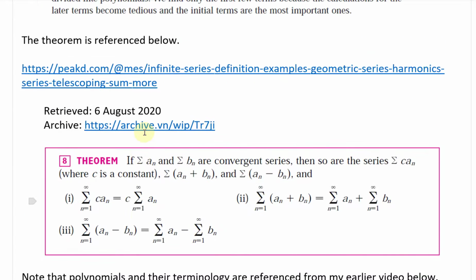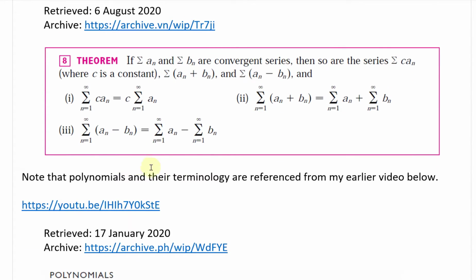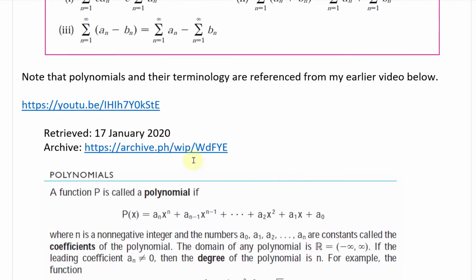So if we have the series an and bn are convergent series, then so are the series c times an, where c is a constant, and the series an plus bn and an minus bn. You could just take out the constant just as you would with any polynomial, and you could multiply it inside, etc. And when you're adding these two series, you can just separate them like any other polynomial. In other words, you could just do term by term adding or subtracting here. And note that polynomials and their terminology are referenced from my earlier video below.